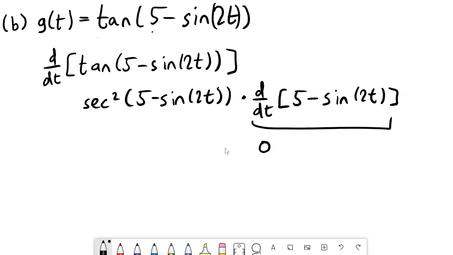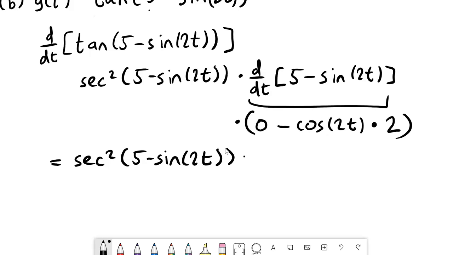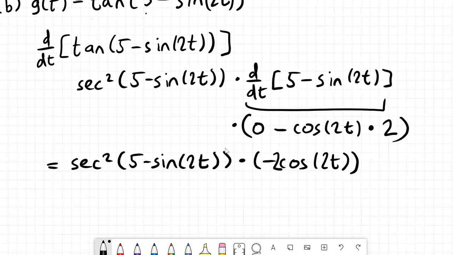So it is 0 minus the derivative of this, and we have to use the chain rule here again. So I'm going to take the derivative of the outside, keep the inside the same, and then multiply by the derivative of the inside, which is this 2, right? So this is all multiplied to this. So now the total derivative, or the derivative of the whole thing, was the secant squared 5 minus sine 2t multiplied by this is 0. We can just get rid of it. Cosine, I'll put the 2 in front here, 2t. And then we can make it look nicer if we want to, but we're done.